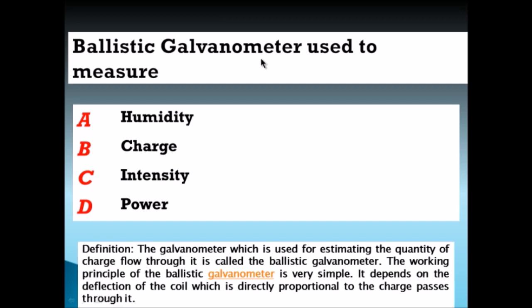Ballistic galvanometer is used to measure... The galvanometer which is used for estimating the quantity of charge flowing through it is called a ballistic galvanometer. The working principle is very simple. It depends on the deflection of the coil, which is directly proportional to the charge passing through it. So a ballistic galvanometer is used to measure charge. It is a very important question.